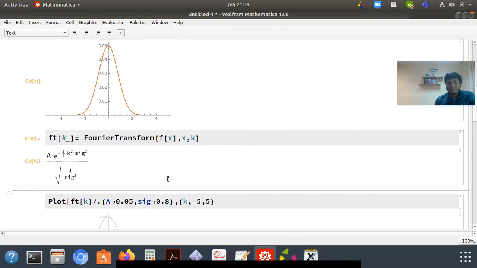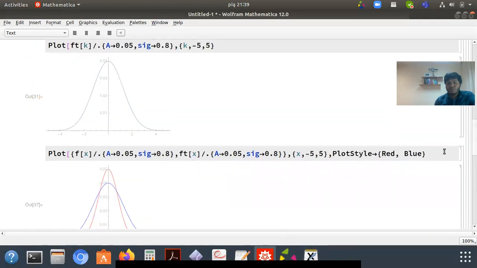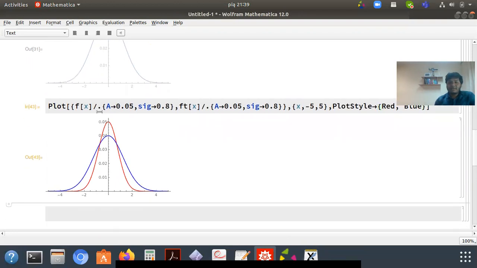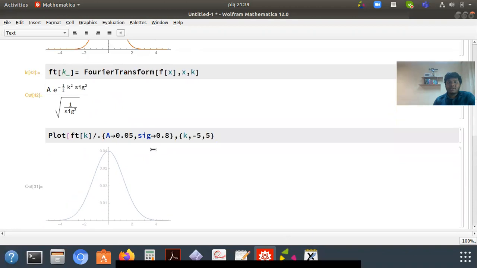Now let me plot these two together. You can see in this plot, the red one is the function in x, and the blue one is the function in k. Here the height is decreased, but the width is increased. And the product of the widths for x and k should be of the order of 1. This is very interesting.